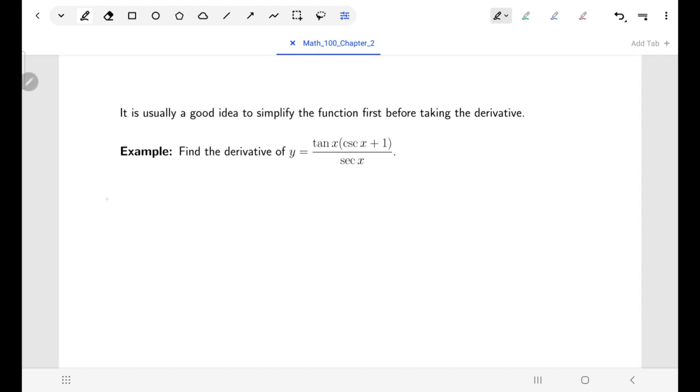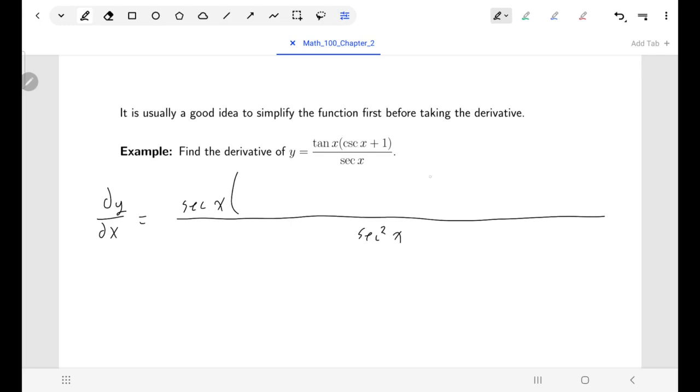So if I just took the derivative as it is, I'd have bottom gets squared, bottom comes up, derivative of the top minus the top as it is, times derivative of the bottom. And derivative of secant, I can do this one right away, that's secant times tangent. I'll have to make that a little bit smaller, I guess.